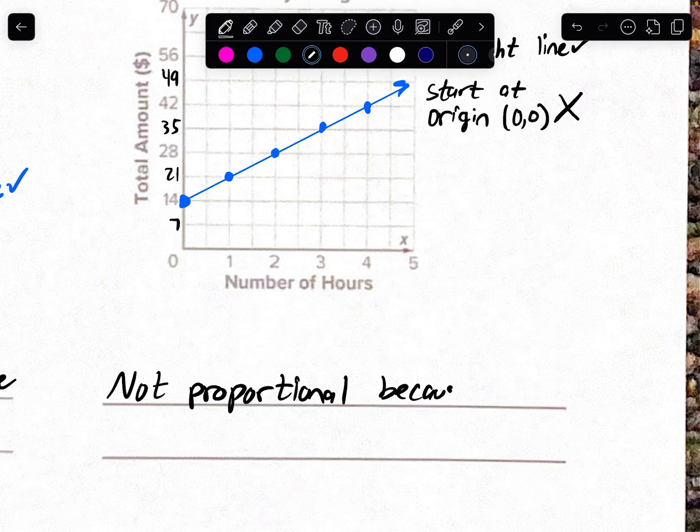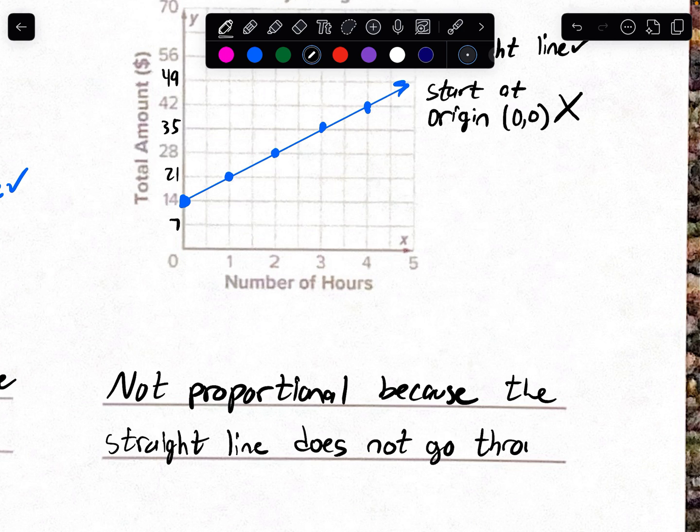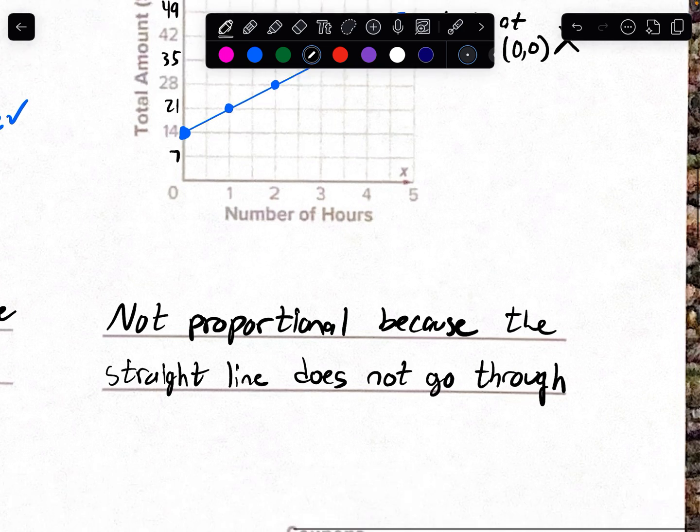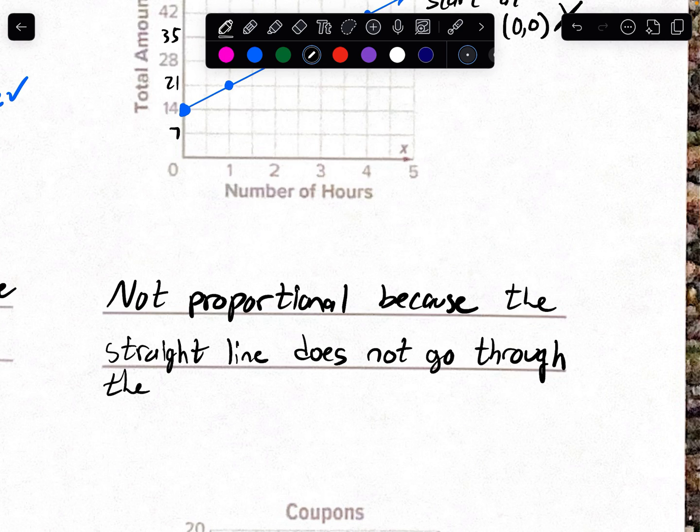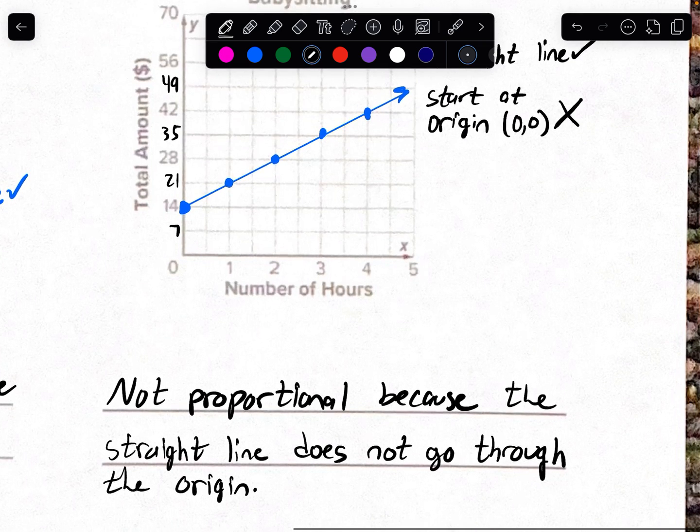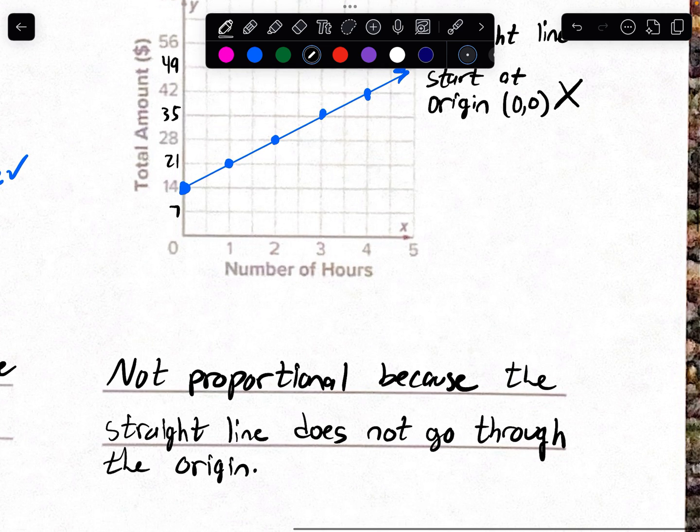because the straight line does not go through the origin. So it needs to start at the origin, but if it doesn't, it is not proportional.